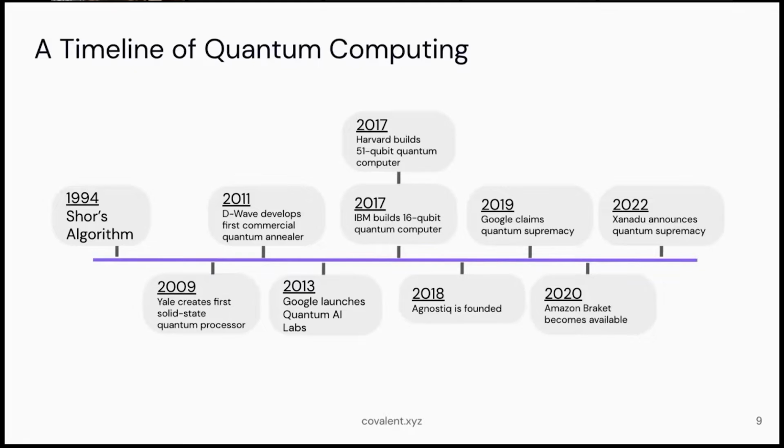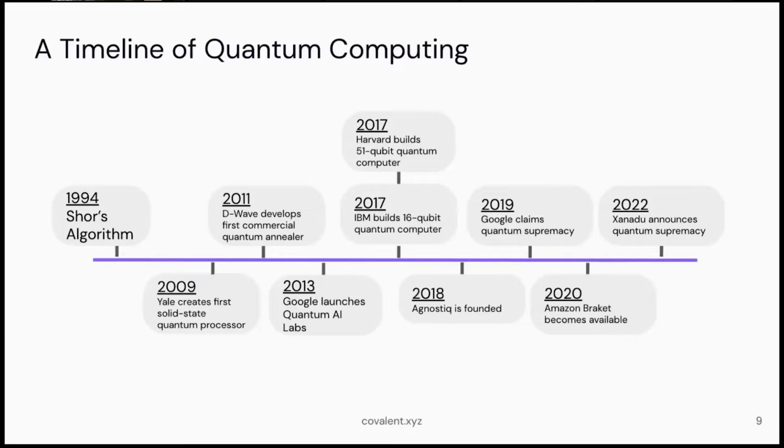In 2013, Google launches its Quantum AI Lab. It turns out to be a pretty big move, as we'll see in just a second here. And in 2017, we start getting more advanced hardware with more qubits from Harvard and IBM. Next year, in 2018, our company Agnostic was founded.